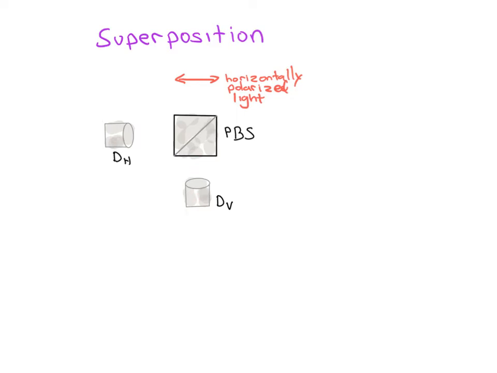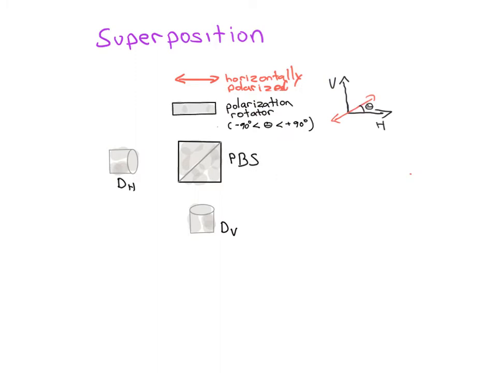And so we imagine that we take two detectors, one detector which we'll call D sub H, and that's a detector which detects horizontally polarized light, and another detector, D sub V, which detects vertically polarized light. And so if we shine horizontally polarized light into this arrangement, all of the light will go to this detector, D sub H. And if we were to send vertically polarized light, that is, light that's polarized in the direction perpendicular to the plane of this figure, that vertically polarized light would be transmitted through the polarizing beam splitter and would register on this detector D sub V.